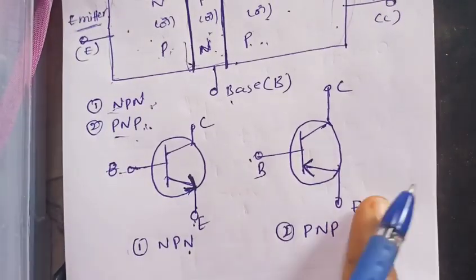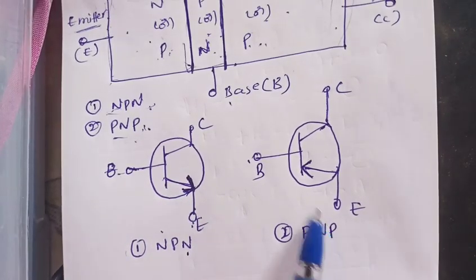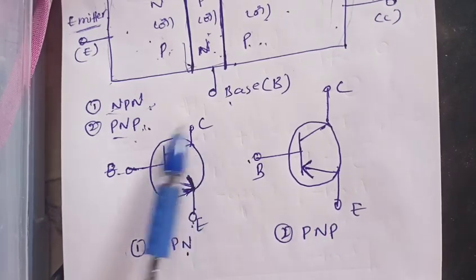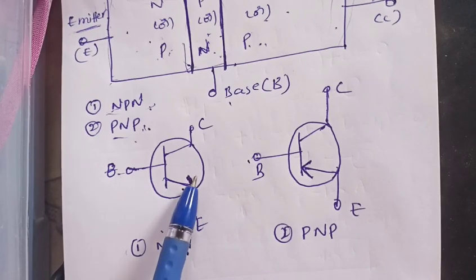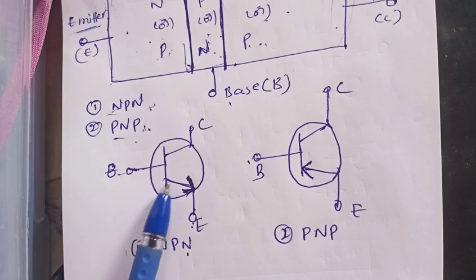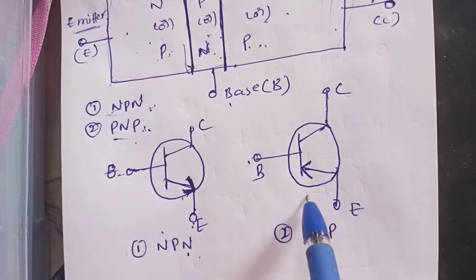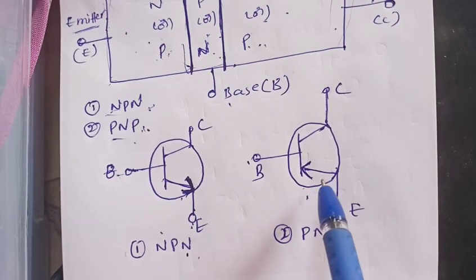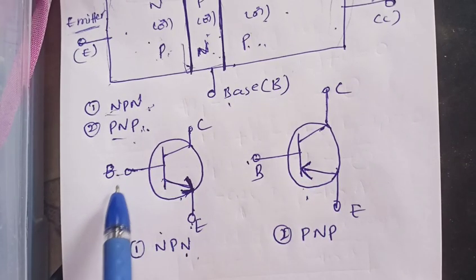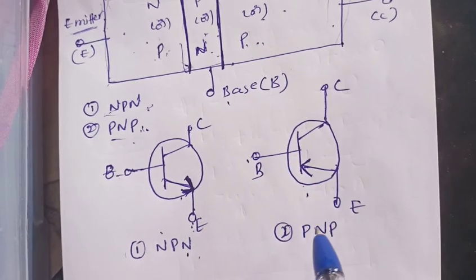And these are the symbols for the transistor. The first one is the NPN transistor symbol, the second one is the PNP transistor symbol. The difference between these two, we have to look at this symbol. The arrowhead on the emitter indicates the direction of the conventional current flow. In the case of an NPN transistor, the arrowhead on the emitter is in the outward direction. In the case of a PNP transistor, the arrowhead is in the inward direction. That means here current flows from base to emitter, and here current flows from emitter to base.